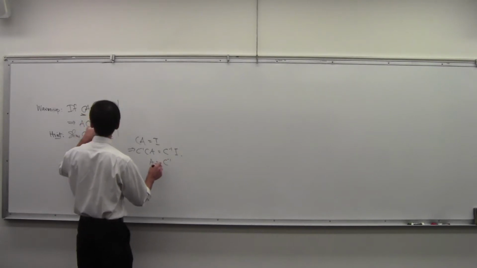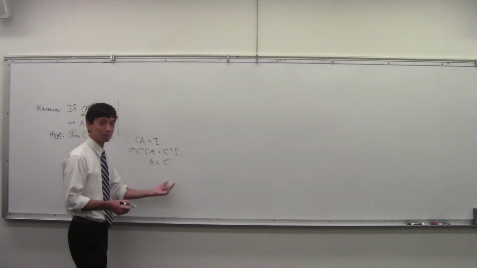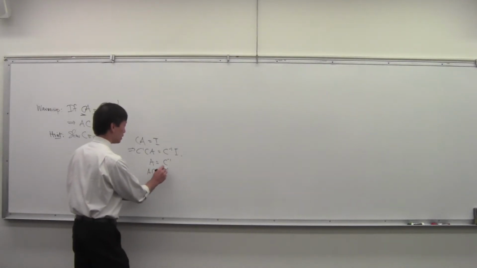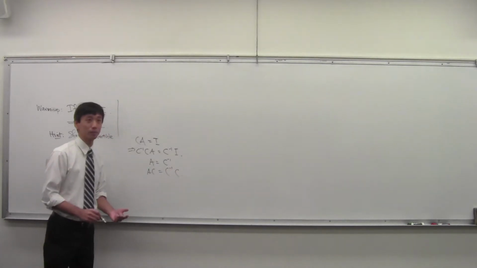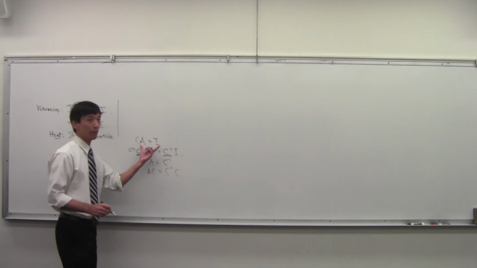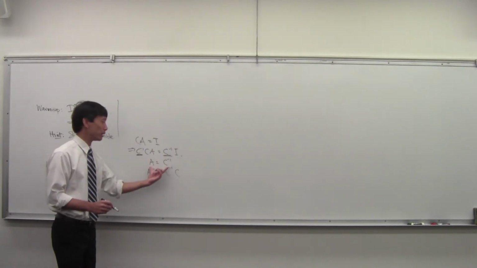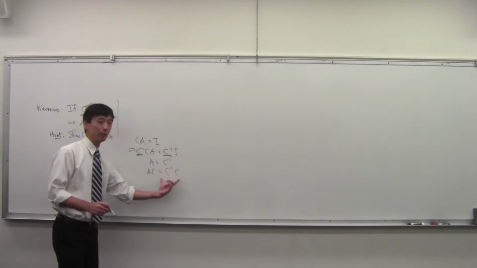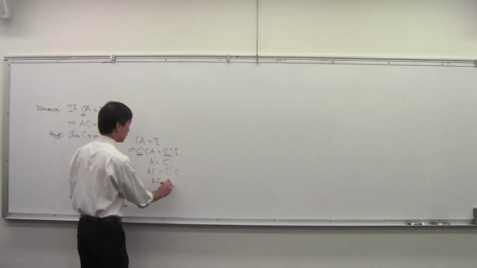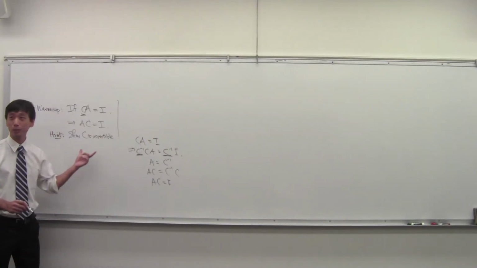And then where would you go from there? You multiply on the right-hand side by C. So you take your equation, multiply on the left-hand side by C inverse, you get to here, and then you multiply on the right-hand side by C, and that would give you that AC is equal to the identity. So if you had that C was invertible, then you'd be okay.